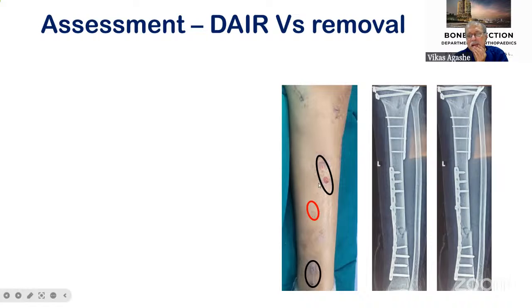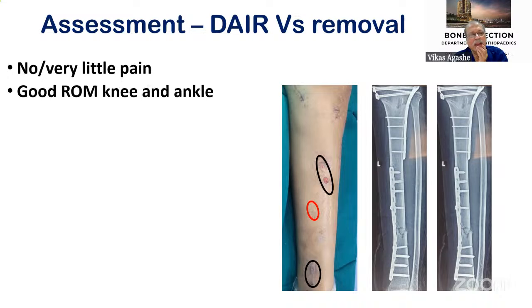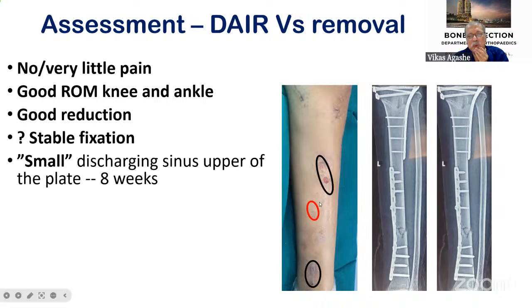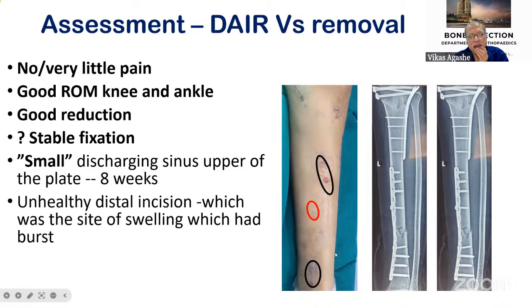That's the upper MIPO incision, that's the lower MIPO incision, that's the area where bone had come out. That's the 11-hole plate that was inserted. He had very little pain, had a decent range of movement. The reduction obviously is good, probably stable. He had a small discharging sinus for 8 weeks and an unhealthy distal incision, which also is discharging.